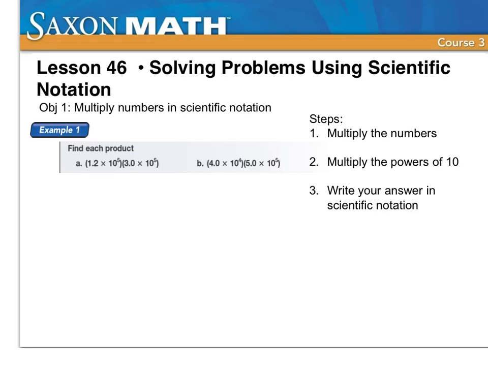Welcome back for lesson 46. We are solving problems using scientific notation. You've got objective 1 written up here. Our first objective is to multiply numbers in scientific notation. We've got our steps over here, so we're going to go ahead and follow them. So we'll start with part A.